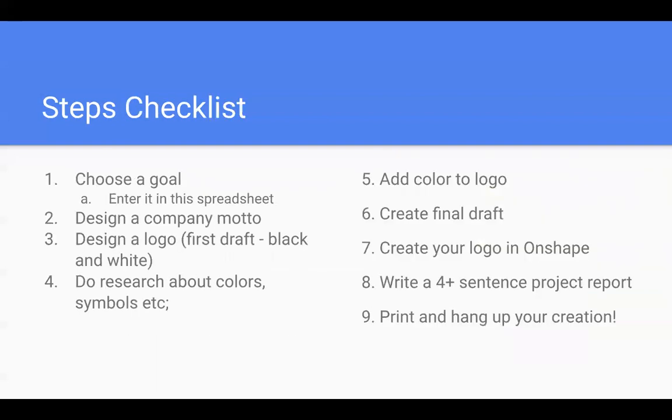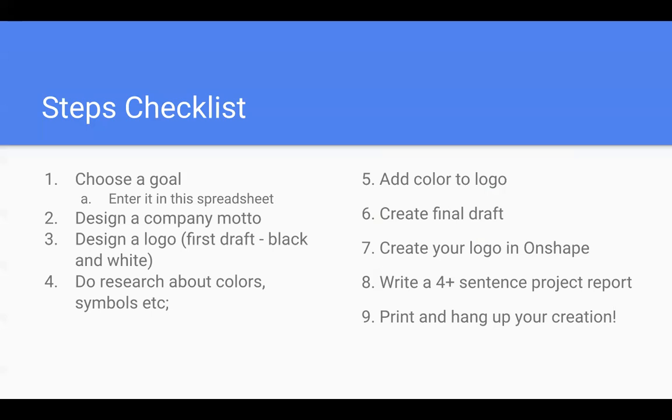So here are the steps that you're going to have to go over, right? First, you're going to have to choose a goal. Which one of the 17 sustainable goals are you going to choose? Will it be no hunger, no poverty, or education for all, decreasing inequalities, something like that? Then you're going to have to design a company motto. For example, what does your company go by?